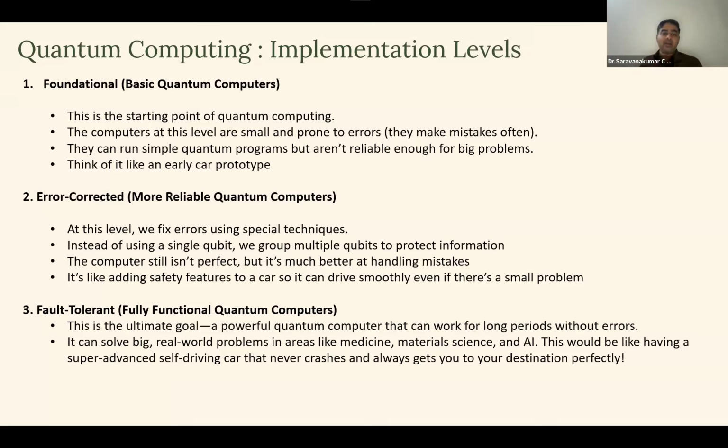Error corrected is one level bigger. It is like adding safety features to a car. It is prone to some errors, but you can still work. Even with small errors, this machine is a little more reliable than the foundational machine, like adding a safety feature to a car so you can drive smoothly even if there is a small problem. The final machine, the costliest one, is the fault tolerant machine. On all three categories you will get the service from Azure, though the cost will vary. If you look into Azure, you will see that fault tolerant is maybe 2 lakh per month.